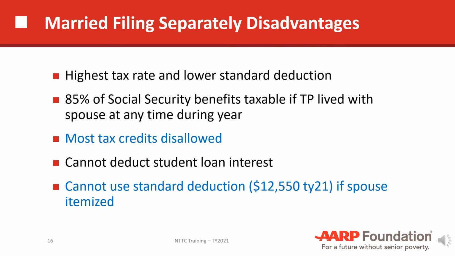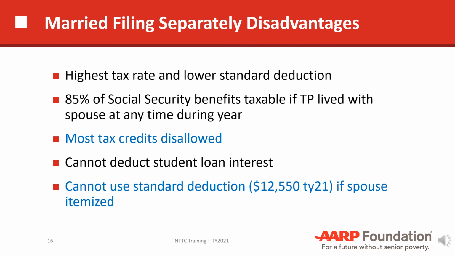And at the end of the list here, you cannot use the standard deduction, which was 12,500 for tax year 2021, if your spouse itemized. So here's the catch. If your spouse itemizes, and this is what happens with couples that split up, usually one of them still has the house. And the house, of course, gives them a lot of deductions that they can itemize. Mortgage interest, real estate taxes, all of those things can be itemized.